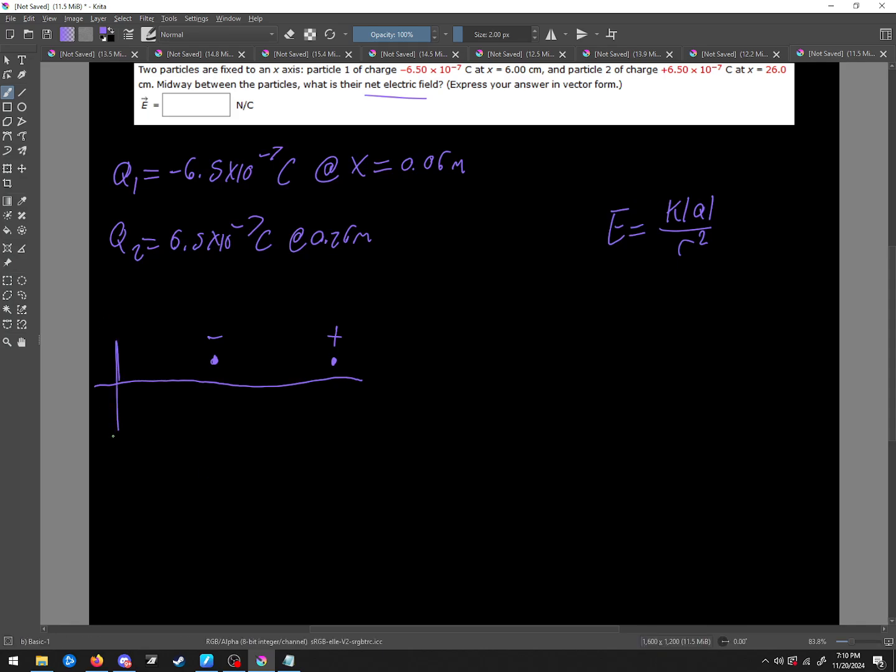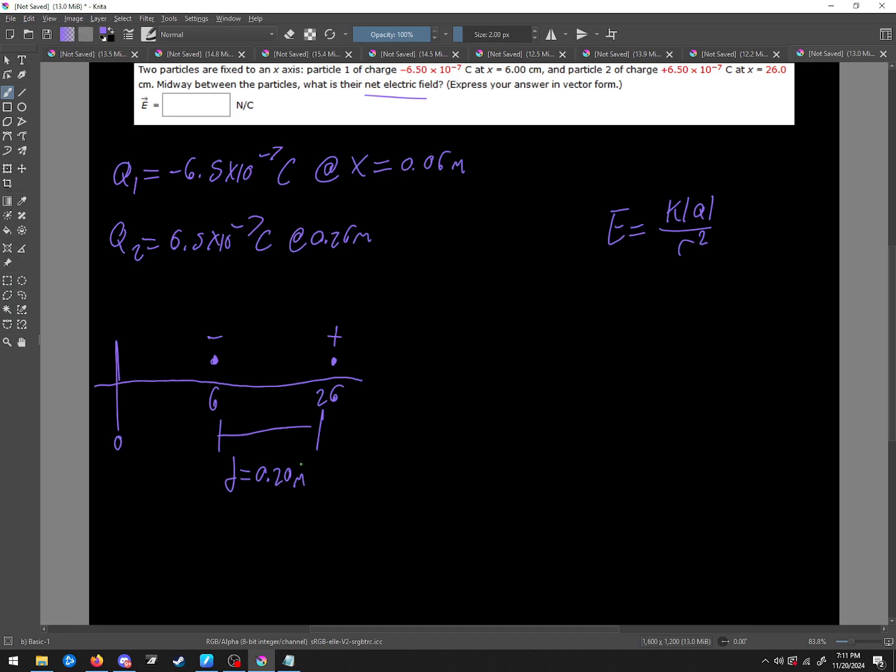Okay. But this is going to be x equals 0. And let's see, this one's going to be x equals 6, and this is going to be 26. So the difference here, right? Distance equals 20, or 0.20. It's 20 centimeters, 0.20 meters. From 6 to 26, 20 centimeters.